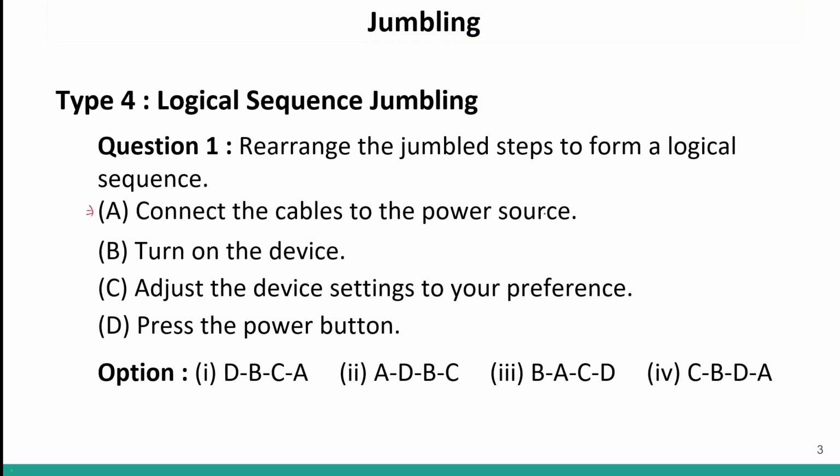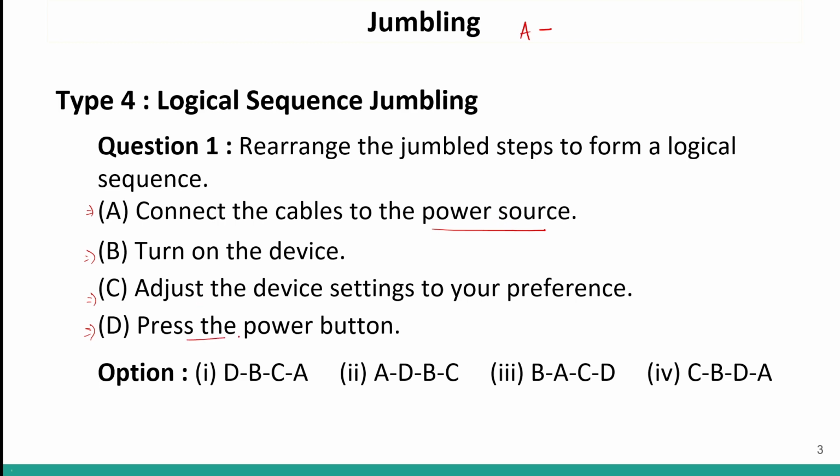A. Connect the cables to the power source. B. Turn on the device. C. Adjust the device settings to your preference. And D. Press the power button. Now, I can clearly see that we are talking about working on a device in this particular logical sequence. So my first step would be to connect the cables to the power source, right? Until I connect the cables, how will I turn on my device? So my logical first sequence will be A, that is connect the cables to the power source.